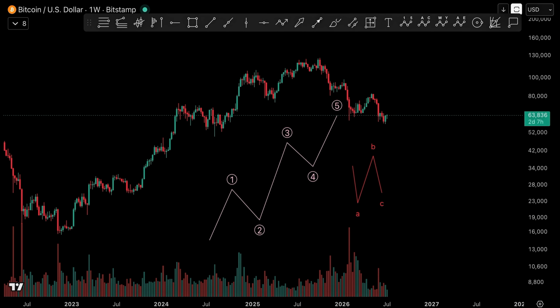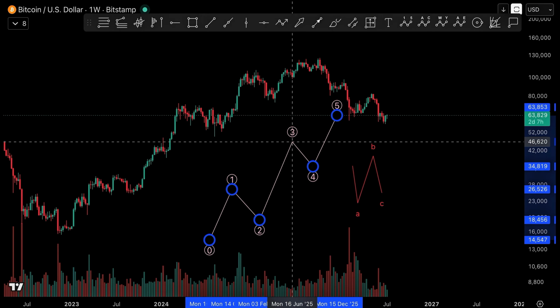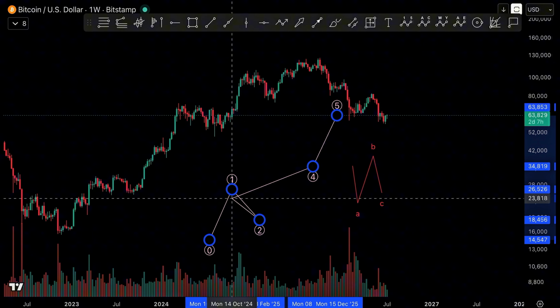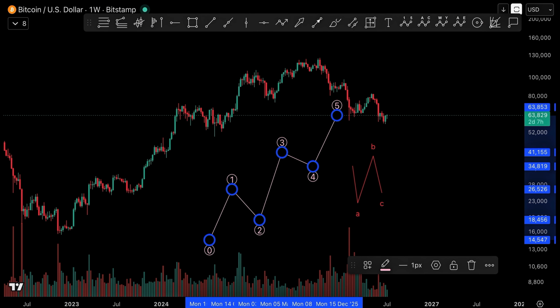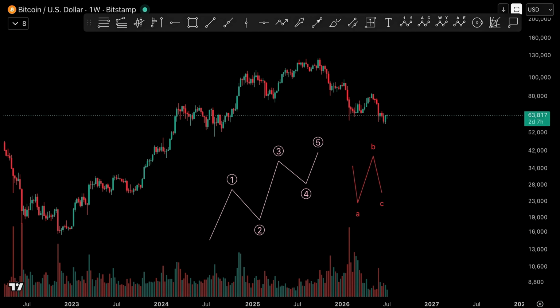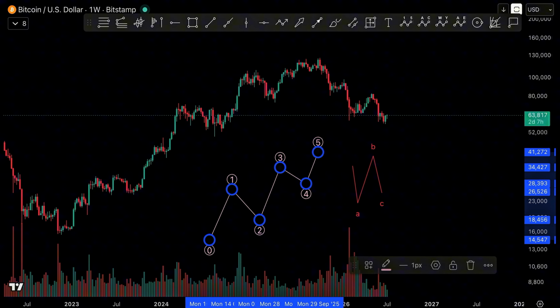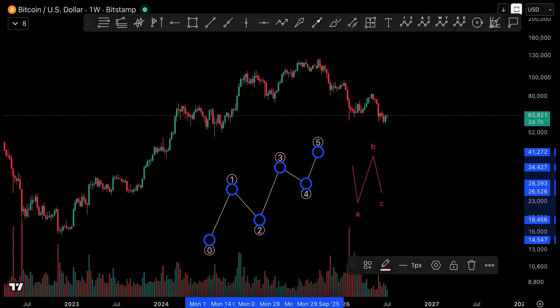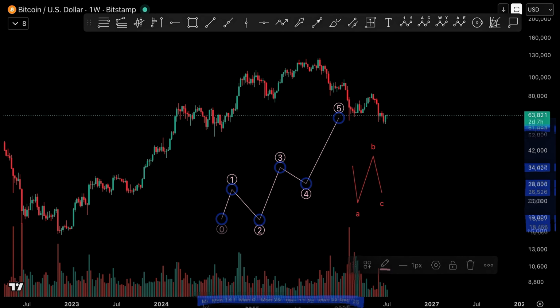So the main rule for this Elliott wave impulsive structure: the third wave cannot be the shortest. It can be shorter than the first wave, but it should be larger than the fifth wave. Maybe the third one is slightly shorter than the first one, and it is bigger than the fifth wave. Or it could be smaller than the fifth wave, but it should be larger than the first wave.